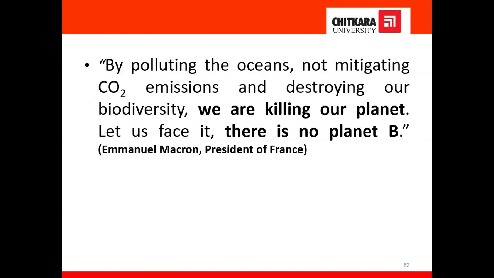By polluting the oceans, not mitigating carbon dioxide emissions, and destroying our biodiversity, we are killing our planet. Let us face it. There is no planet B. So we have to accept this bitter truth, and we have to move forward for a better future for our coming generations, for us as well.